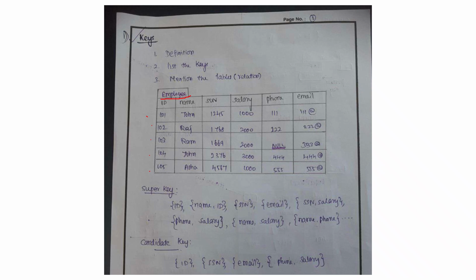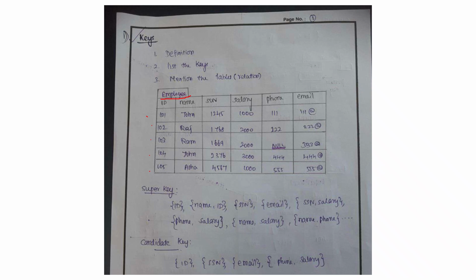This is the set of attributes. This is subset and this is a superset. Okay, so we can combine the attributes as a key, super key. ID here, ID is a unique value. So every employee should have a unique ID. So we can consider the ID alone as a super key.